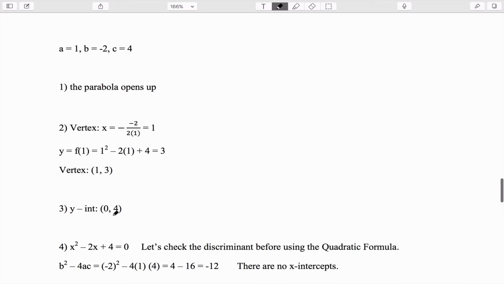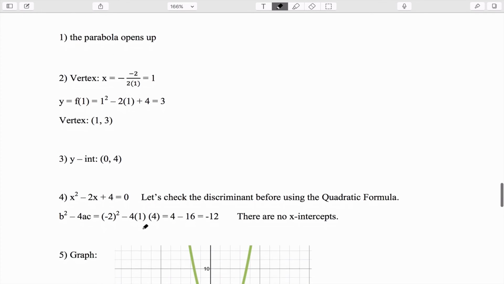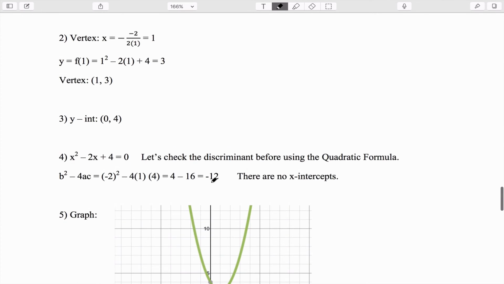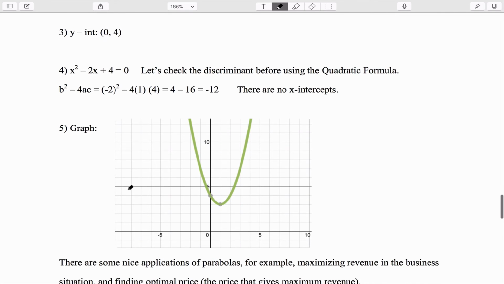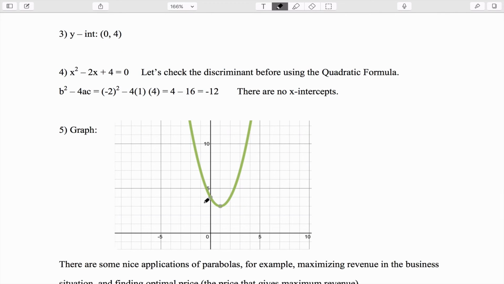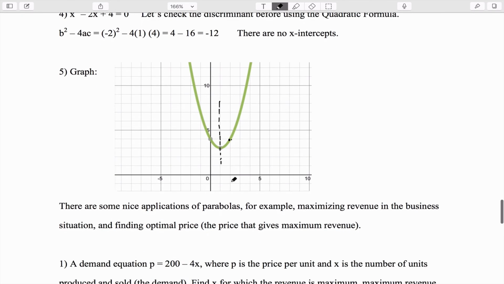The y-intercept is (0, c), which is 4. And you check the discriminant. It's negative, so there are no x-intercepts. Again, I'll leave it to you to check. And so what does the graph look like? Here we can plot three points. Here is the vertex, here is the y-intercept, and here is the symmetric point, because every parabola has an axis of symmetry that goes straight through the vertex. So right on the other side, you'll have a symmetric point to graph.